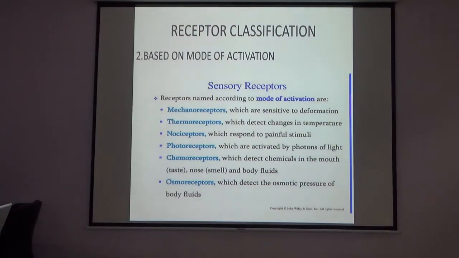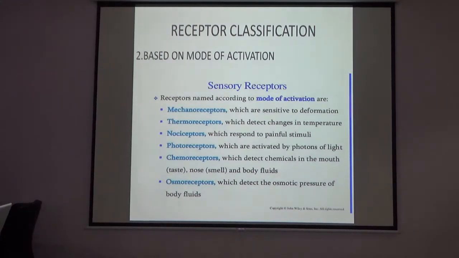Examples of encapsulated endings are Pacinian corpuscles, Meissner's corpuscles and Krause's end bulbs. And the naked nerve endings are those where all the four cutaneous sensory modalities can be elicited from an area of skin which contains only naked nerve endings. So mechanoreceptors have three further categories and we'll talk in detail about mechanoreceptors in the next few slides.